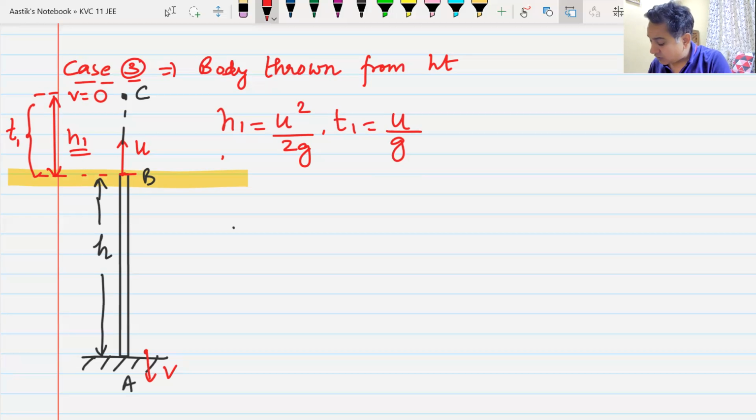Now they may ask you what is the value of V and what is the total time. These are the only 2 questions they can ask. To find out that, they are not going to ask you H1 and T1. To find out the total time T and the value of V, what do you do, my dear friends? You make the equation from B to A directly.